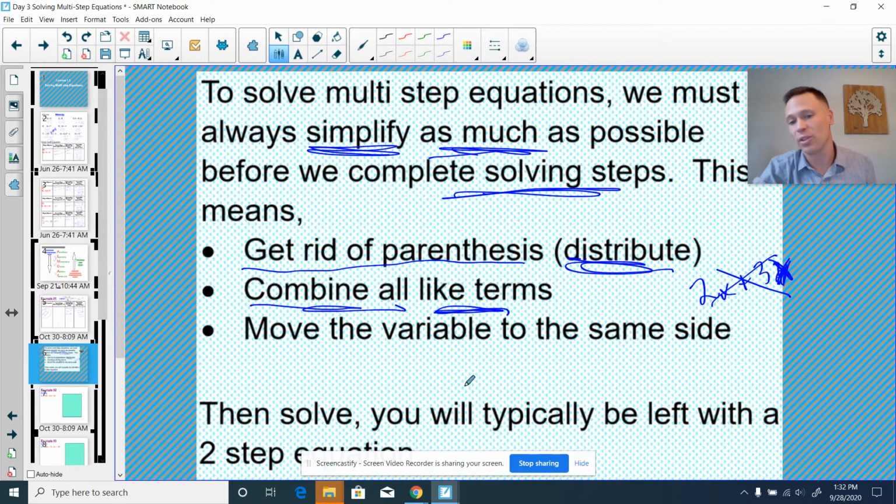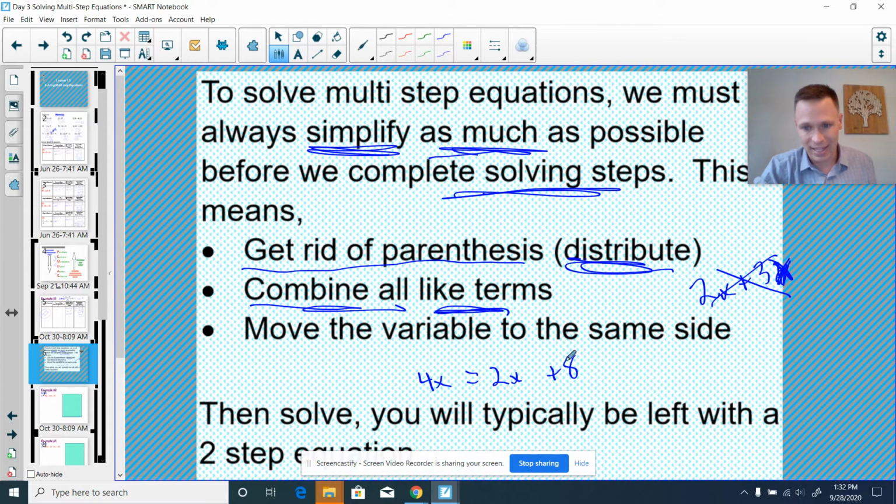And then if variables are on either side of the equation, so I have a 2x over here and a 4x over here, I need to get them on the same side of the equation. And we do that by doing the opposite operations. So in this particular example, let's say there's like a plus 8 over here, right?